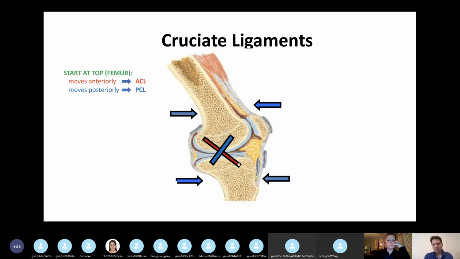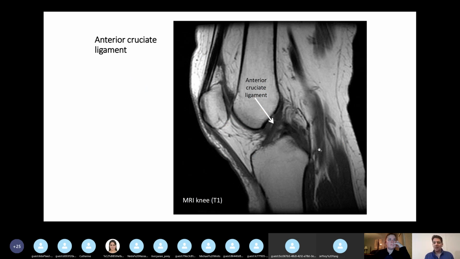The red's going to correlate to the ACL, and the blue's going to correlate to the PCL. So if you start at the femur and you go anteriorly, that's going to be the ACL. If you start at the femur and go posteriorly, that'll be the PCL. And that's going to help when you look at these. So if we look at this MRI and we're trying to determine, is it ACL or PCL? Well, let's start with the femur. You can see the ligament is going posterior to anterior. So that makes sense. That should be the anterior cruciate ligament.